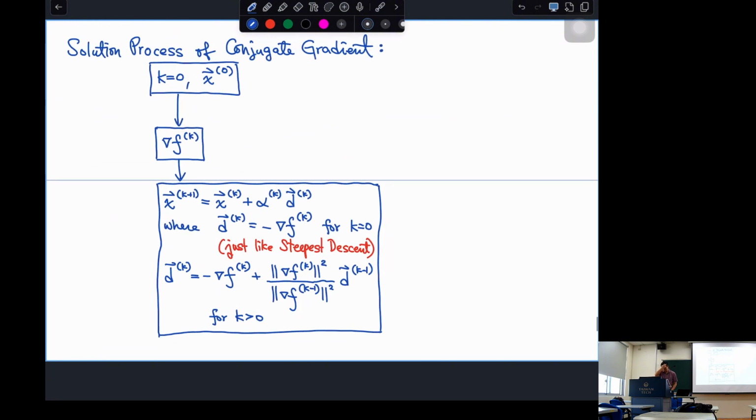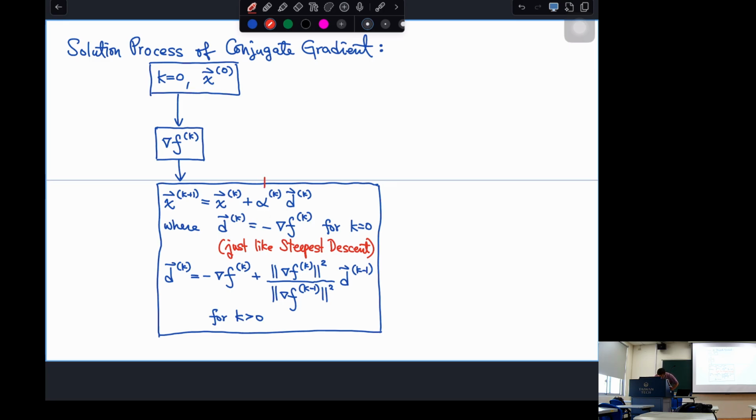Did you notice something? We still don't know alpha k. We just figured out the new direction, but we still don't know the step size. So what do we do for the step size? Line search, just like steepest descent. So right here, you won't know the step size alpha. You still need to perform the subproblem.